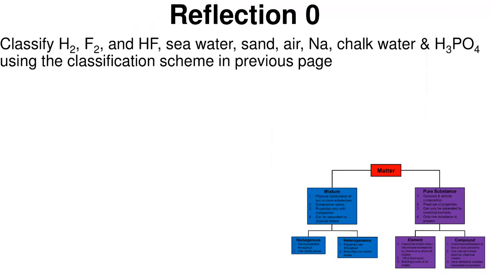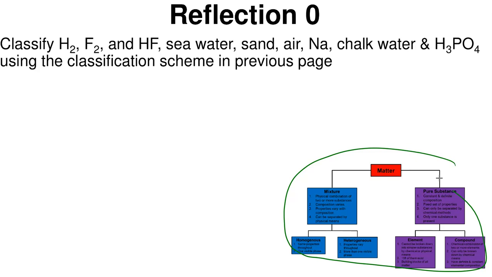So let's start with a reflection here. It says classify the following: hydrogen gas, fluorine gas, hydrogen fluoride gas, seawater, sand, air, sodium, chalk water, and phosphoric acid using the classification scheme. So which is this classification scheme? Remember, the broad classification is that matter is broken down into mixtures and pure substances. Under mixtures, we have homogeneous and heterogeneous, and under pure substance, we have element and compound.